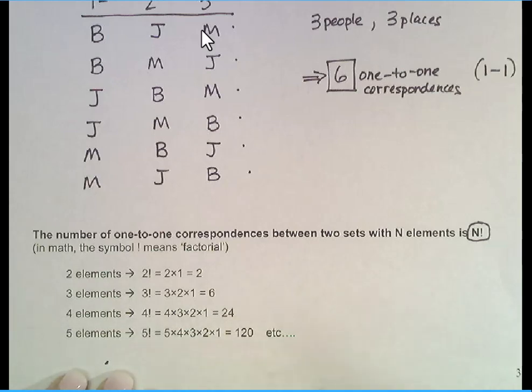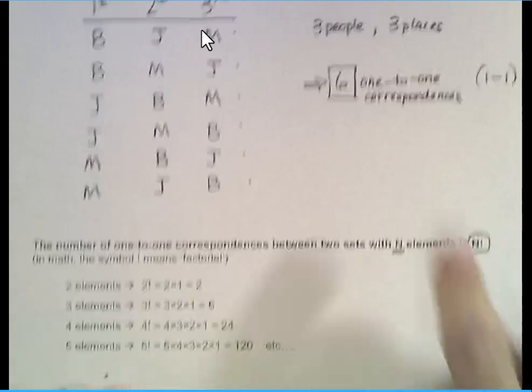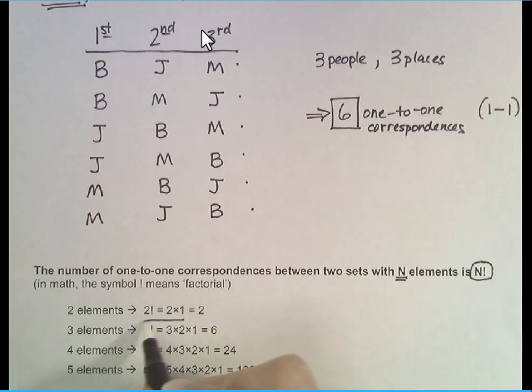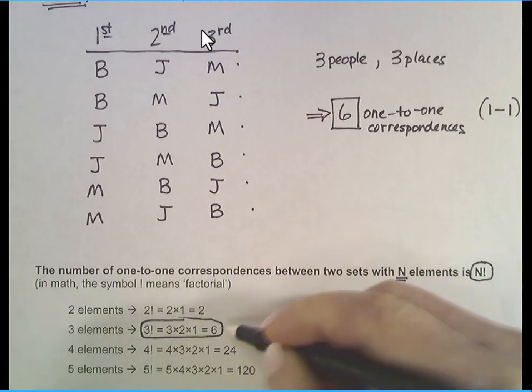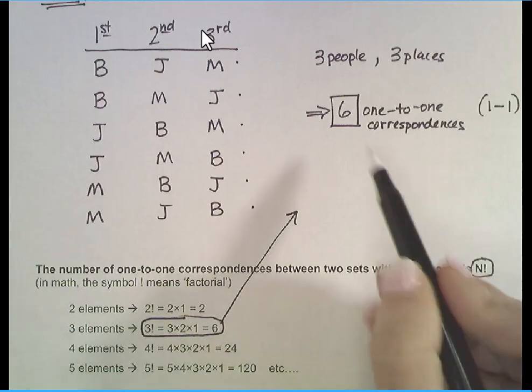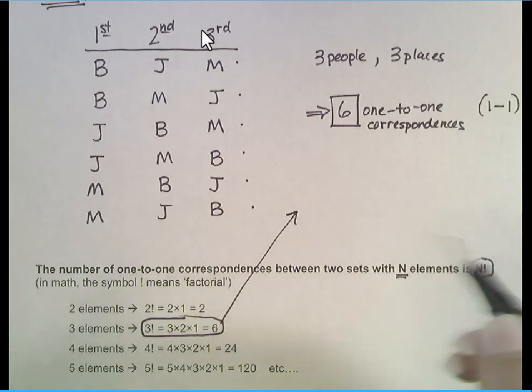So it says if you have n elements, well, we had 3 elements up here, 3 people going to 3 places. So if we look at this, that's how we got the 6. Do you see that? This is 6. We could have just done 3 times 2 times 1.